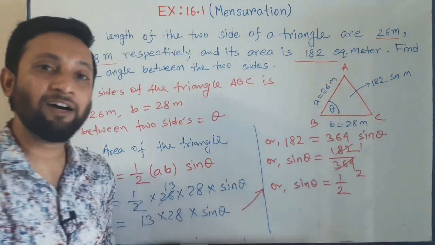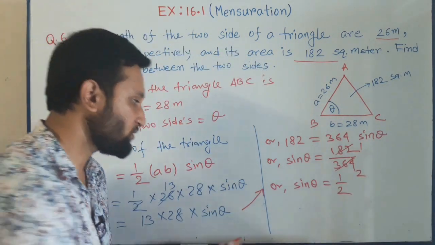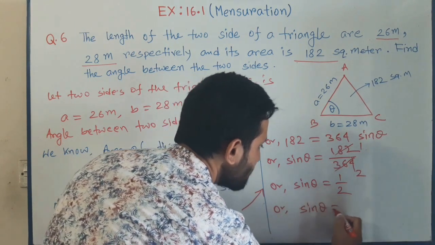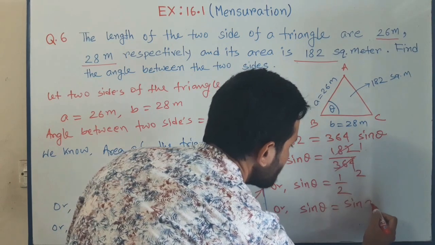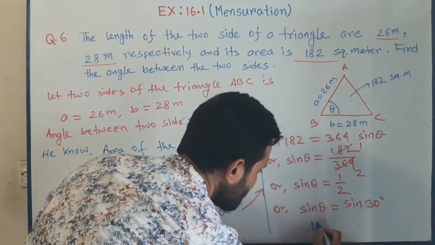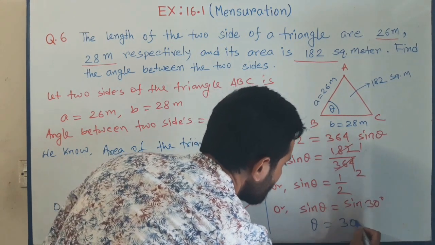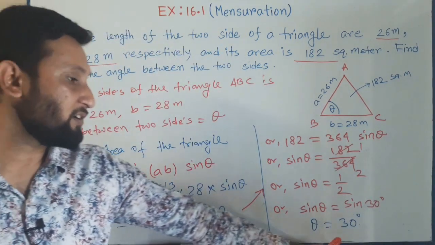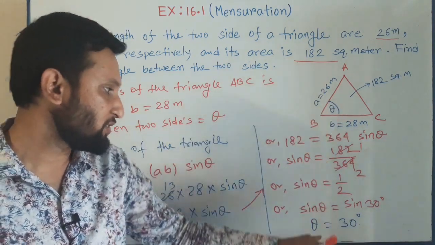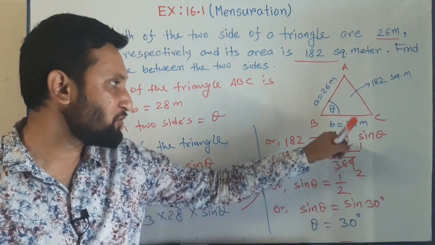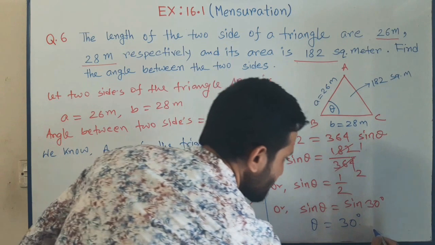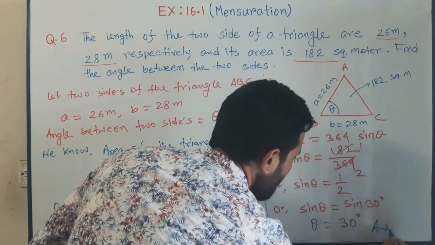We know the value of half is sin 30 degree. So we can write sin theta equal to sin 30 degree. That means the value of theta equals 30 degree. So this is our required solution. We have to identify the angle between these two sides, theta, so theta equals 30 degree. The angle between these two adjacent sides is 30 degree. I hope everybody is clear.